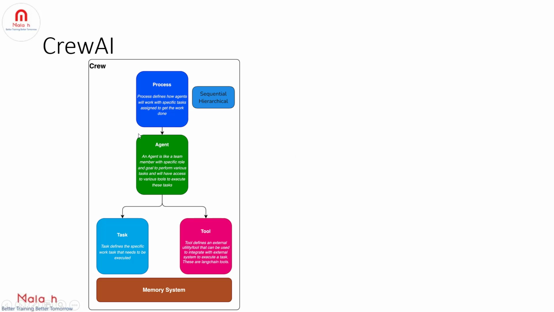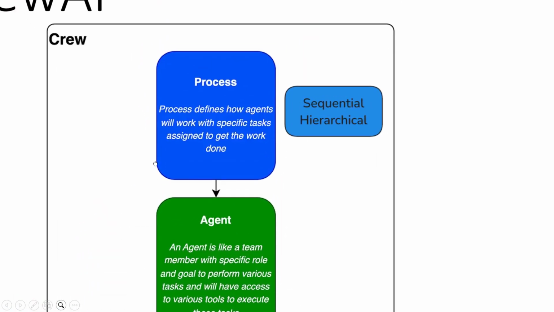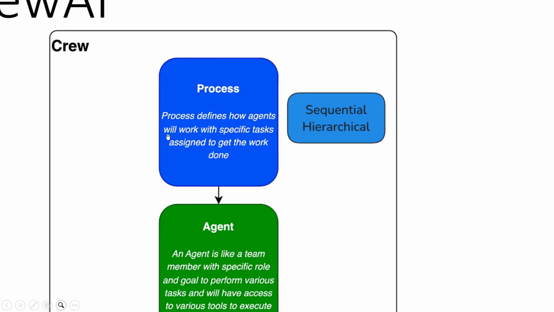So before we build multi-agentic generative AI applications by using CrewAI, first let's learn all the components of Crew, right? So we have process, agent, task, tool, and memory system. So what is process? Let me zoom in. Process defines how agents will work with specific tasks assigned to get the work done.